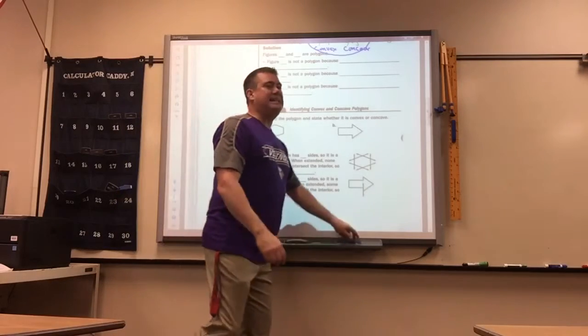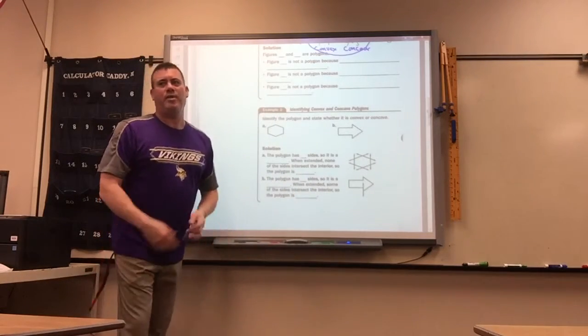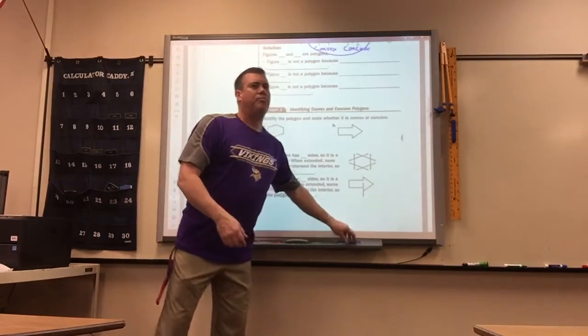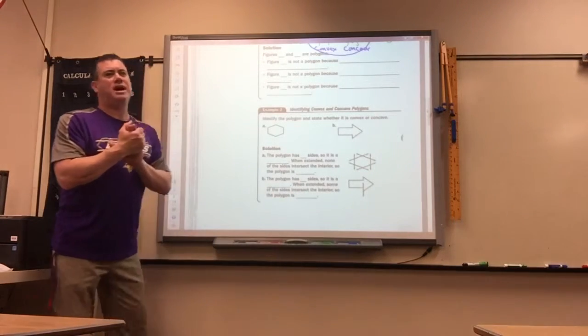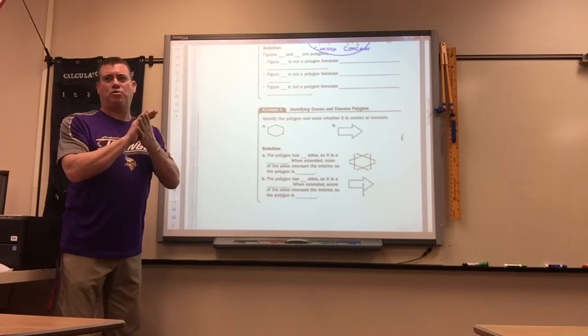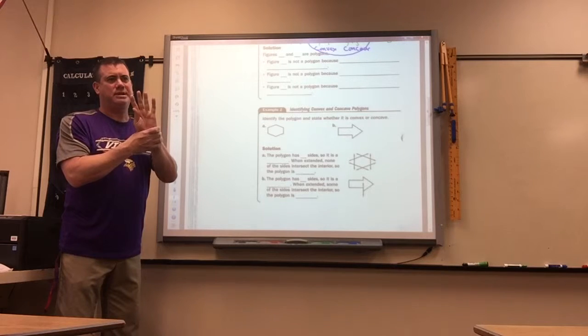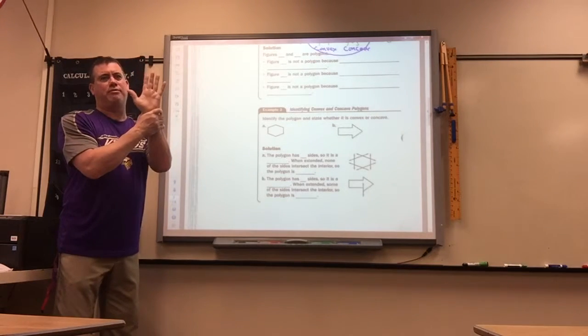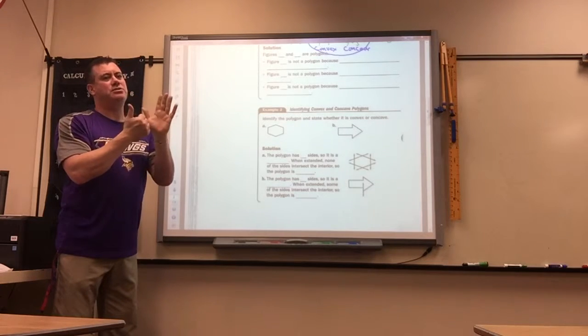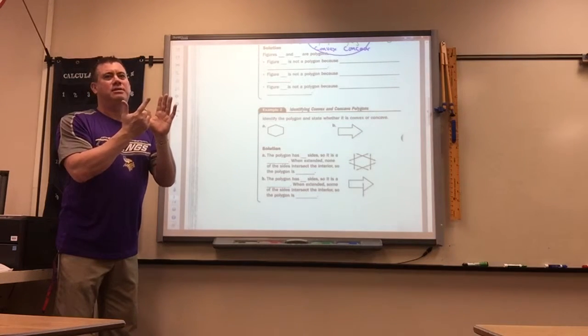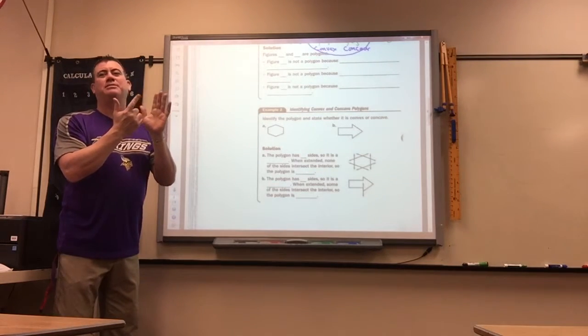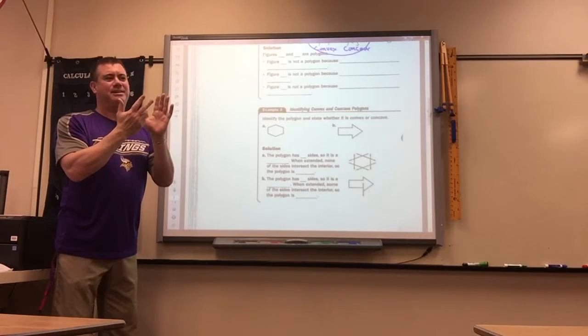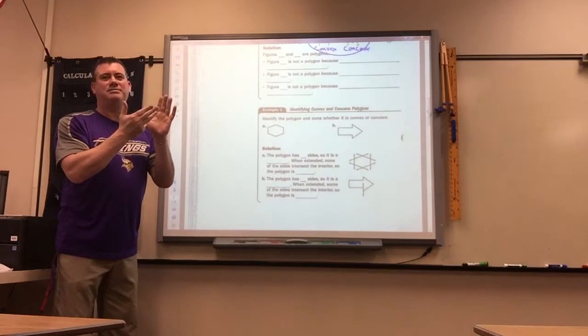So, identifying the polygon. Still the 110. Remember, 4 sides is a quadrilateral. 5 is, what's the word for 5? Pentagon. 6, hexa. 7, septa. 8, octagon. 9, nonagon.